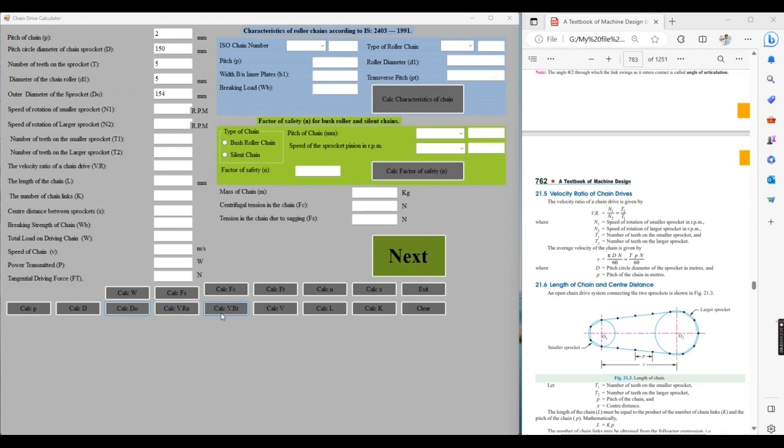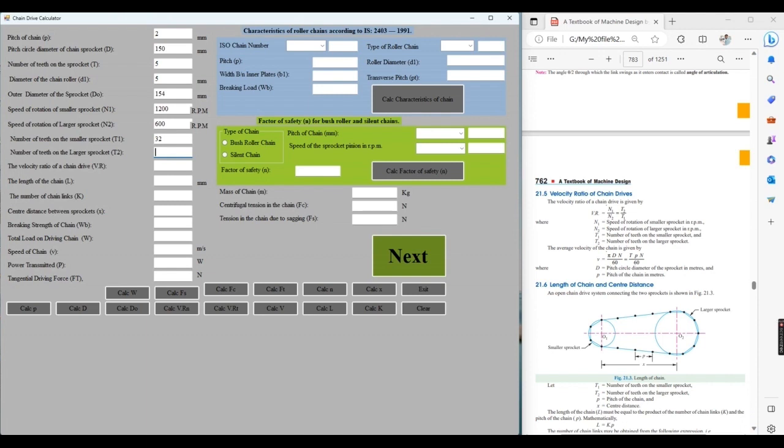Now this button calculates the velocity ratio using the speed of rotation or RPM, and this button is for the velocity ratio using the number of teeth on the sprockets. We can see each one by one. For example, for N1 you can enter 1200, and for N2 let's take 600. For T1 let's take 32, and for T2 let's take 12.